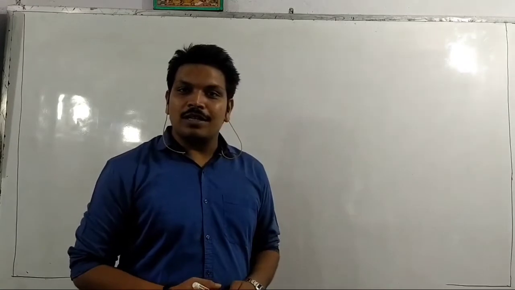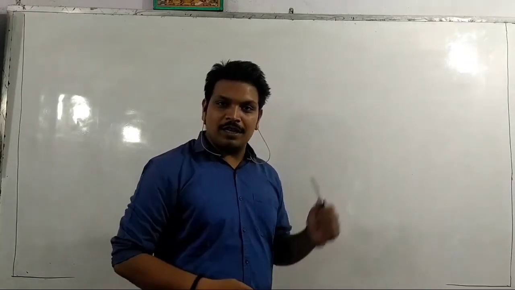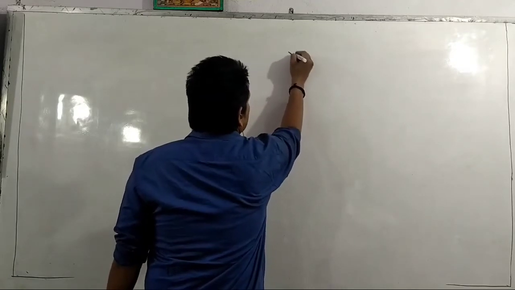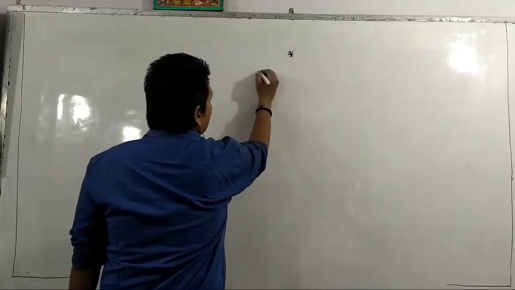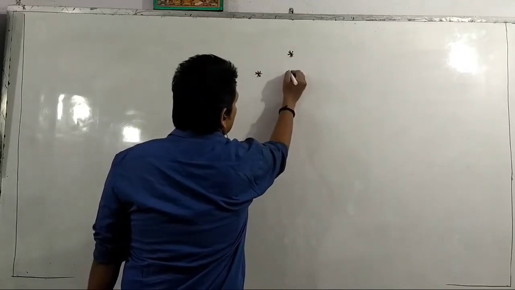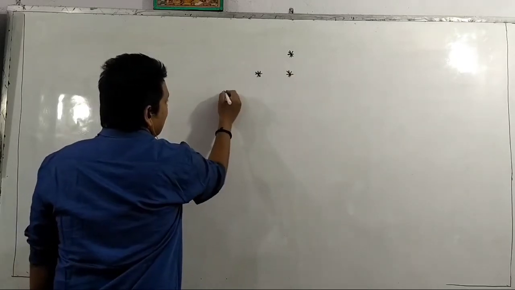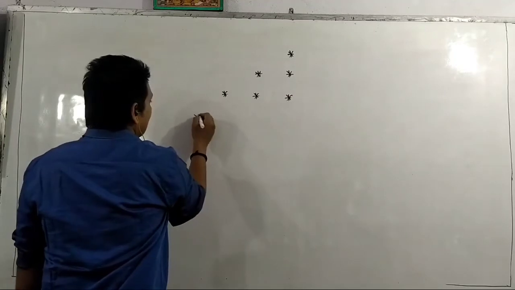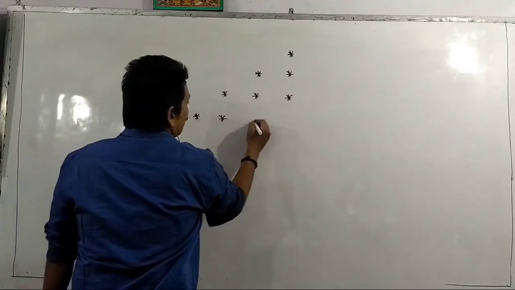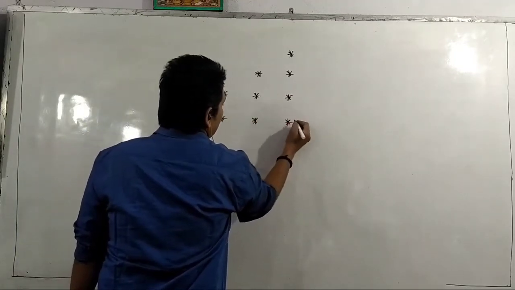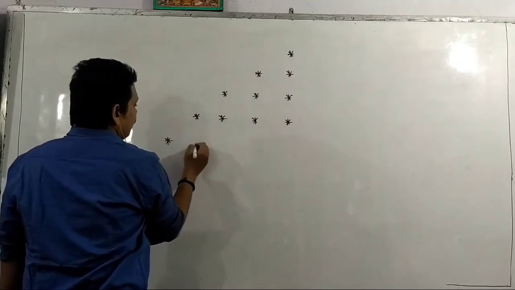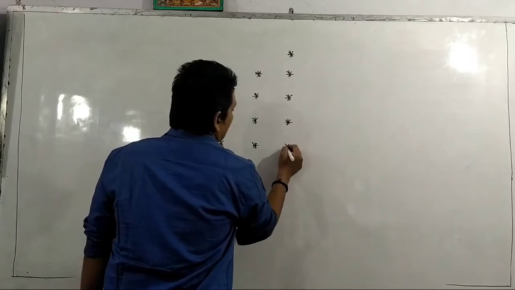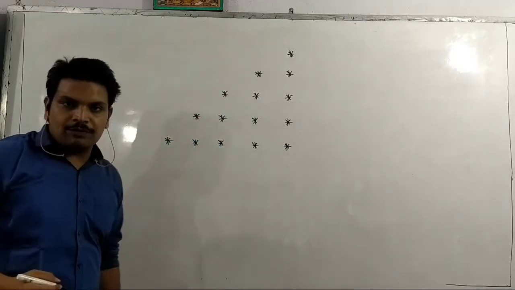In today's video class, we will discuss how to display the following pattern. If I have to display 1 star in the first line, then 2 stars in the second line, then 3 stars in the third line, 4 stars in the fourth line, and 5 stars in the fifth line.